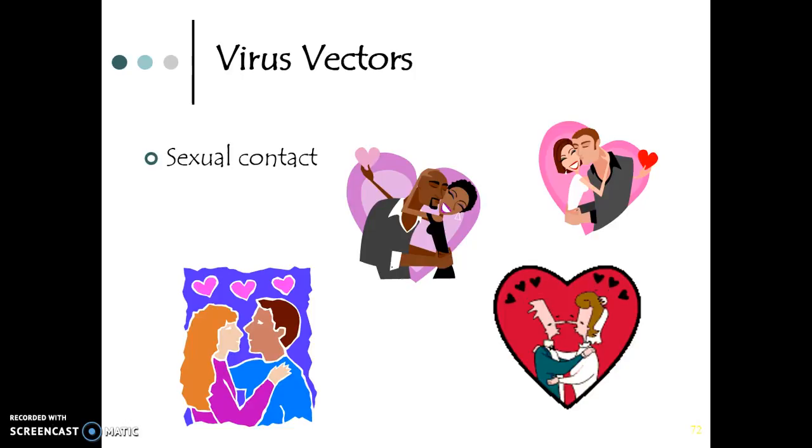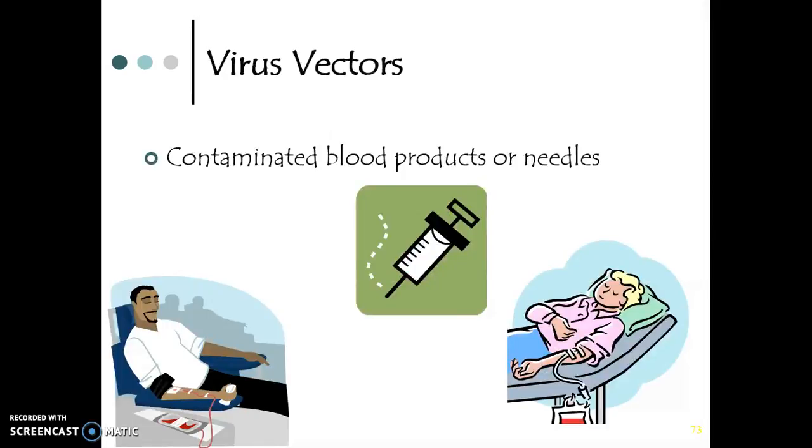And another viral vector is sexual contact. All sorts of STDs are viruses, such as herpes and AIDS and hepatitis. All of these get transferred through sexual contact and the exchange of bodily fluids. Also, contaminated blood products or needles. So sharing needles, big no-no, but also just coming into contact with somebody else's blood. If you have a cut and it gets into your bloodstream, you can get any blood-borne disease that they may have, such as hepatitis and AIDS.